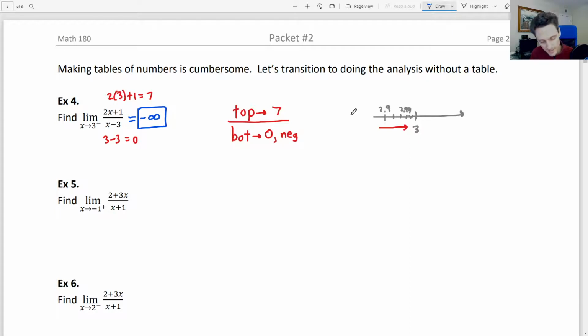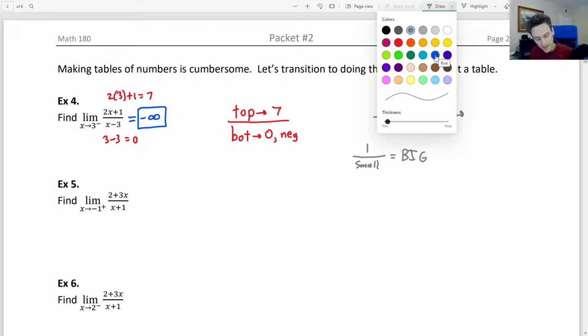Another way of thinking about it is that 1 over a small number is going to be a very big number. Even if it's 7 over a smaller and smaller number, those are going to be bigger and bigger numbers. That's a way you can think about fractions.